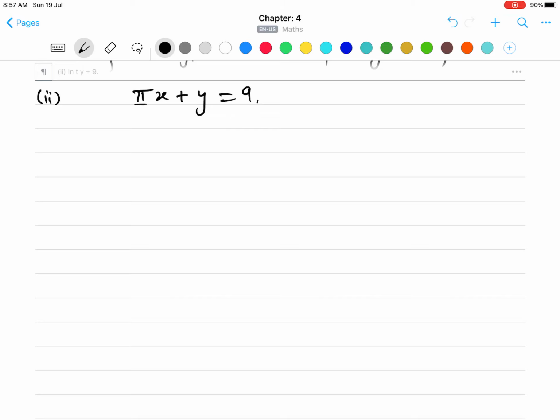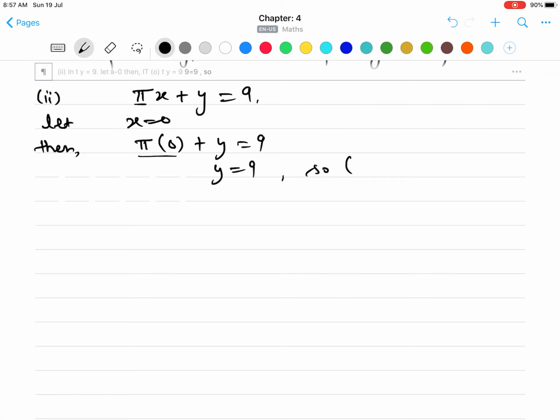We'll follow the same method. We'll start by assuming let x equal 0. Then our equation will become pi multiplied by x, so in place of x we'll write 0, plus y equals 9. This pi into 0 will result in 0, so we'll remain with y equals 9. So we have x is 0 and y is 9 is a solution of given equation. So we have found the first solution of the given equation.